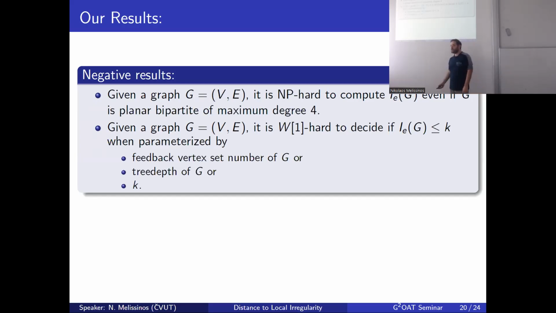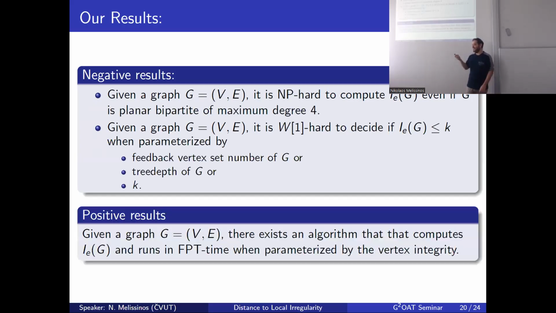What positive results do we have? Unfortunately, only one, which is that it's FPT parameterized by vertex integrity. And someone can realize that the vertex integrity algorithm is almost the same as the previous one, but instead of counting deletion of vertices, we're counting deletion of edges. So instead of presenting the positive result, I'm going to present one reduction.